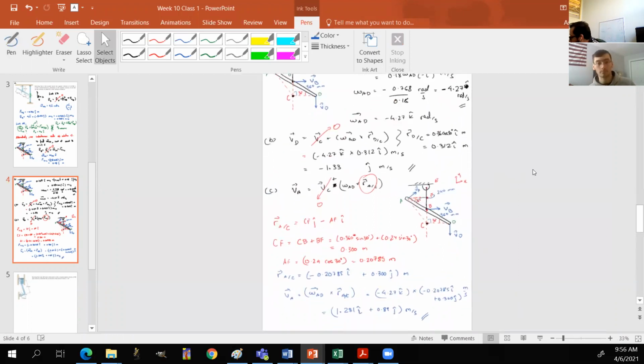Why did you choose to do CB plus BF and not just AD sine 30? You totally could have done that. I just did it because that's literally what it was on the diagram. You could have just drawn it out like that and found that length, which is the same as that length. Same thing.